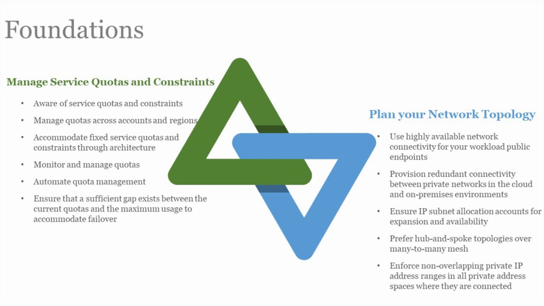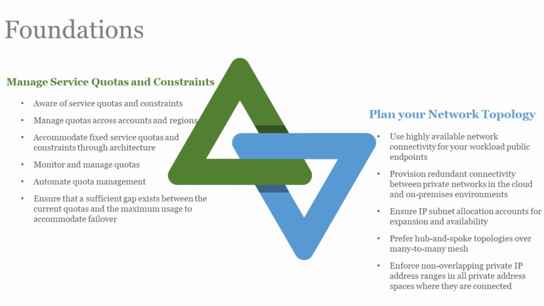Ensure IP subnet allocation accounts for expansion and availability. Your VPC CIDR range and subnet size cannot be changed once created, so you need to plan in advance to allocate enough IP block to accommodate your workload requirements. Additionally, you need to leave some room for future expansion by keeping unused space in each subnet.